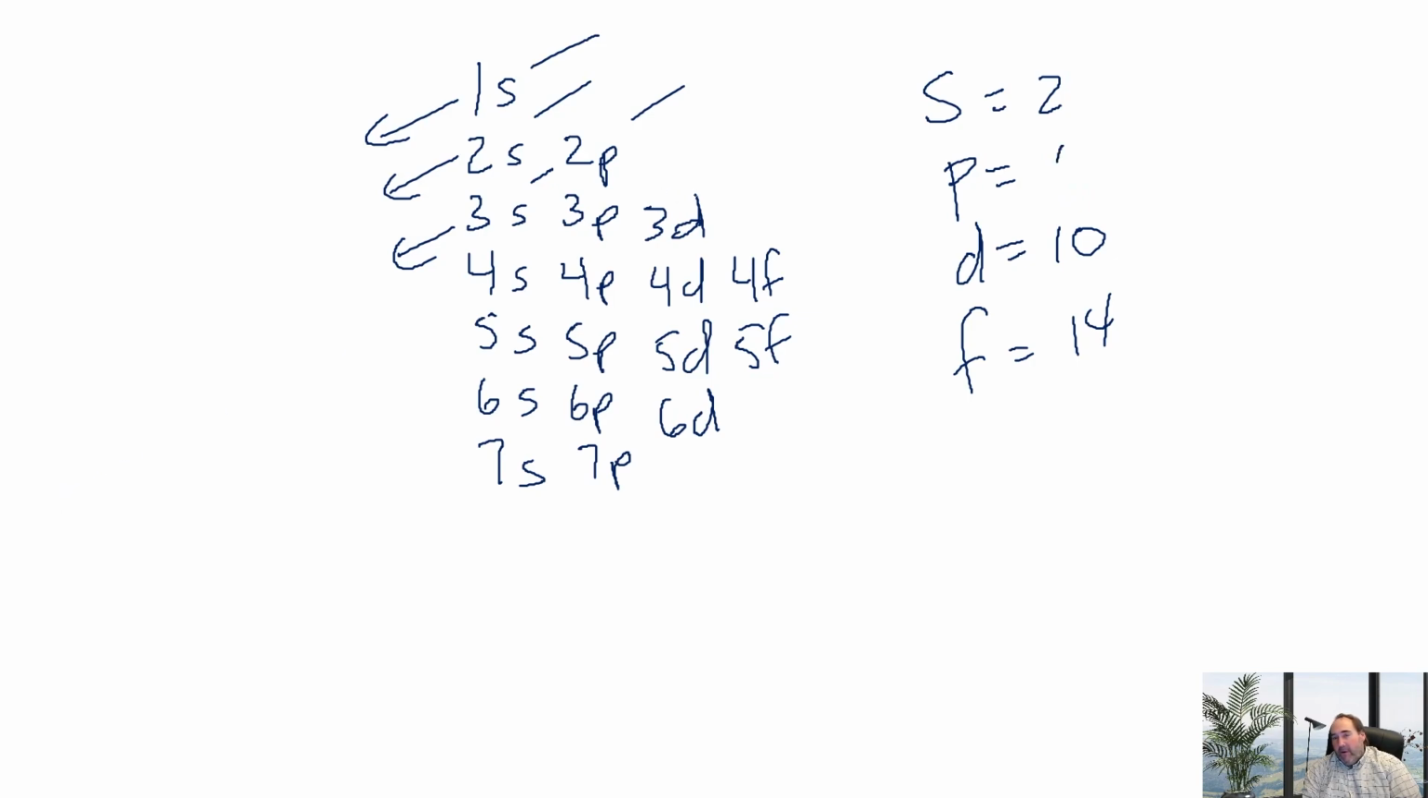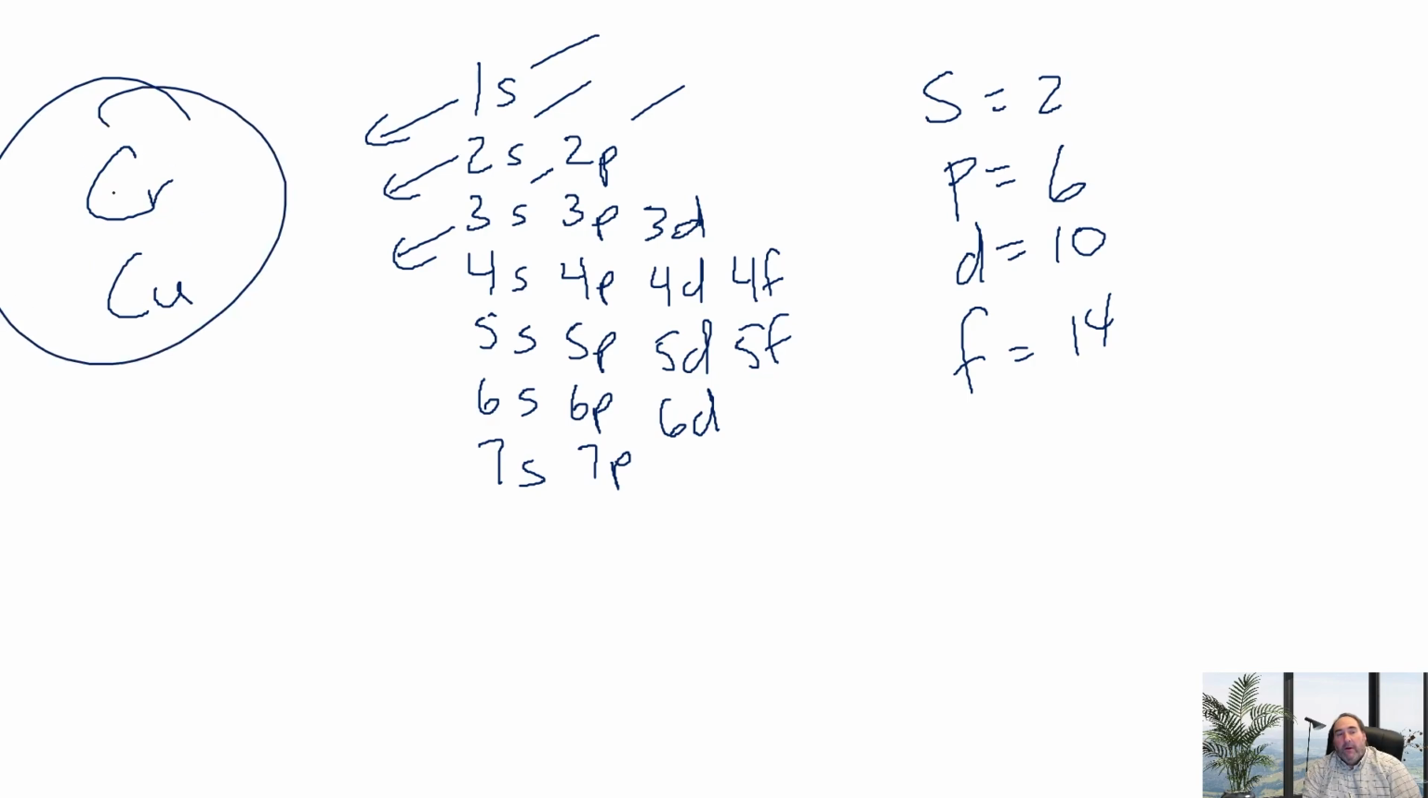Again, remember that there are a lot of exceptions to electron configuration, but once again, for you guys, chromium and copper are the two exceptions, as you do need to know the proper electron configuration.